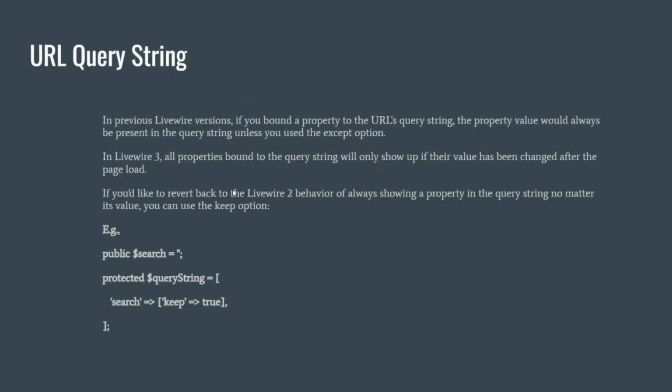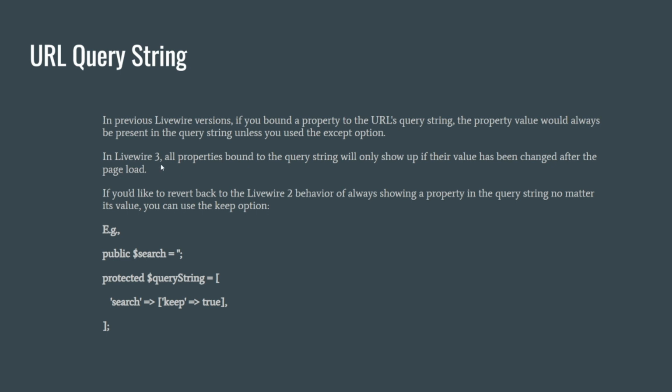The other change is for the URL query string. In the previous versions, if you bound a property to the URL's query string, the property value would always be present in the query string unless you use the except option.